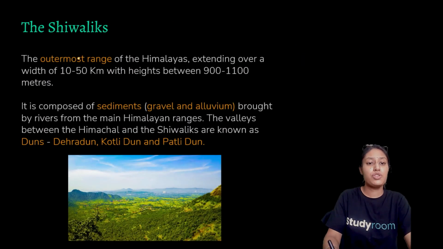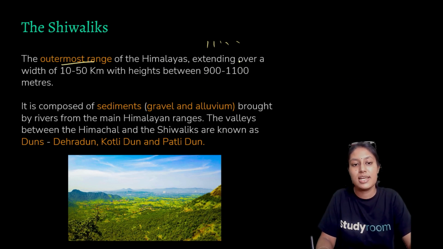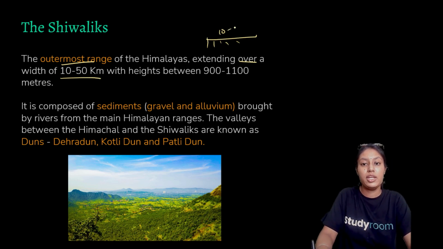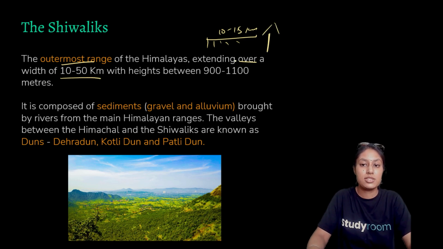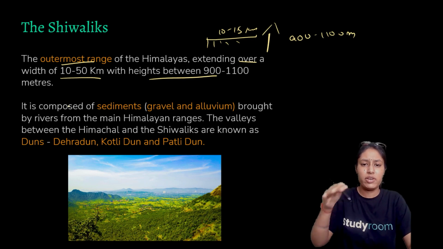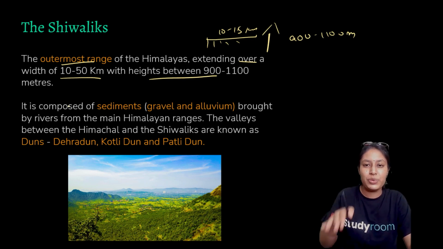Next, we will talk about Shivalik, which means the outermost range, extending towards the Himalayas. It is the outermost range of the Himalayas, with a width of 10 to 15 kilometers, and the height is 900 to 1100 meters. It would definitely be less because it's on the lower side.